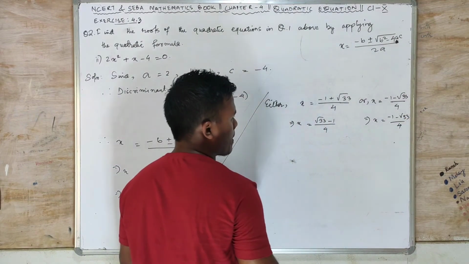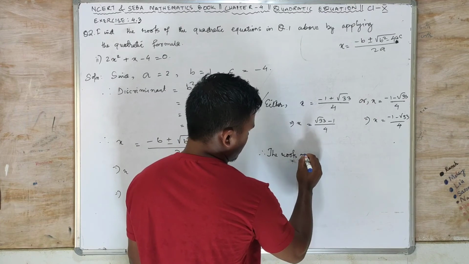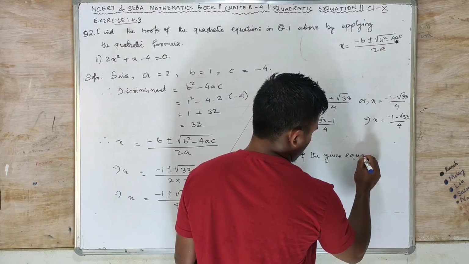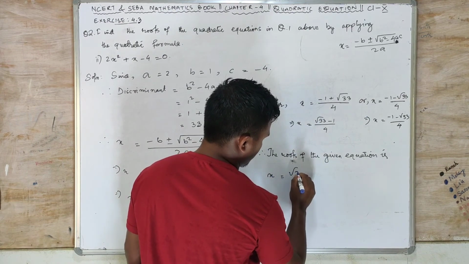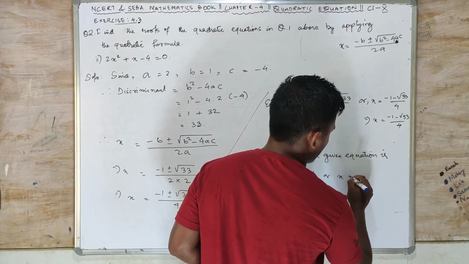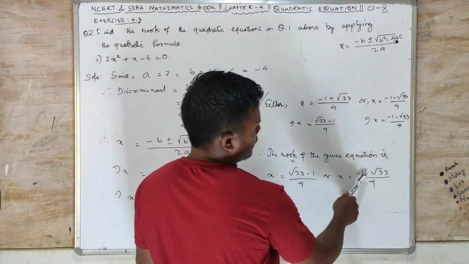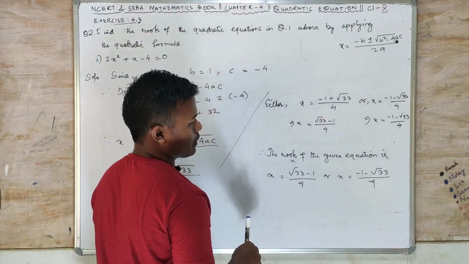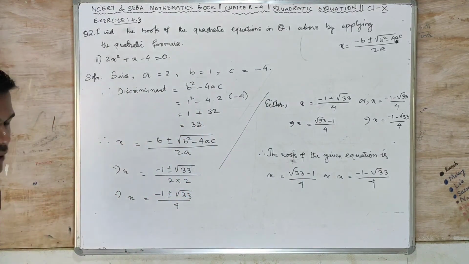And the root of the given equation is x equal to root over 33 minus 1 by 4, or x equal to minus 1 minus root over 33 by 4. You can take minus outside if you want, and then inside the bracket there will be plus, or you can just keep it as it is like this. So this is your answer again.